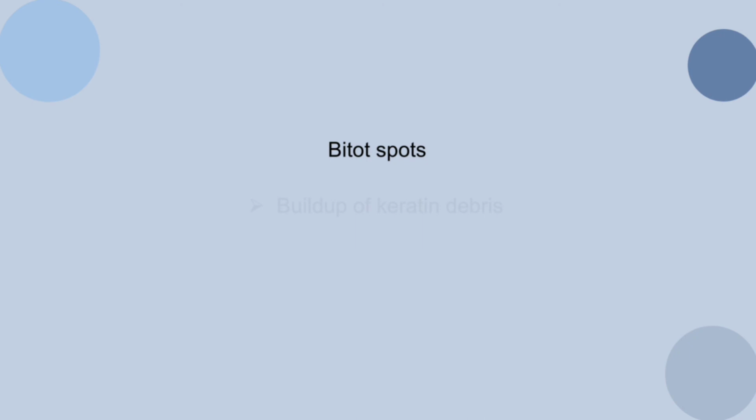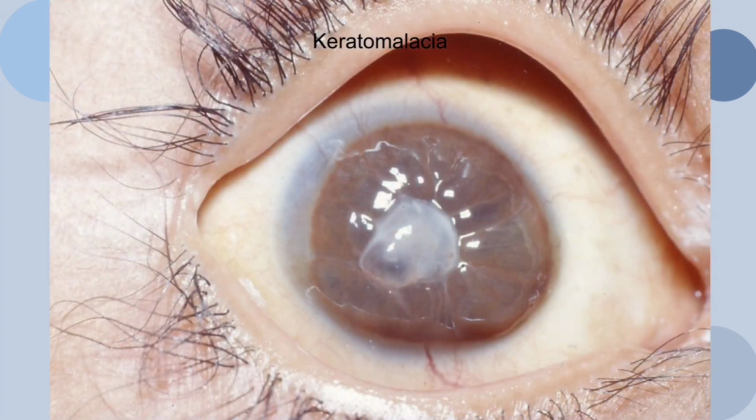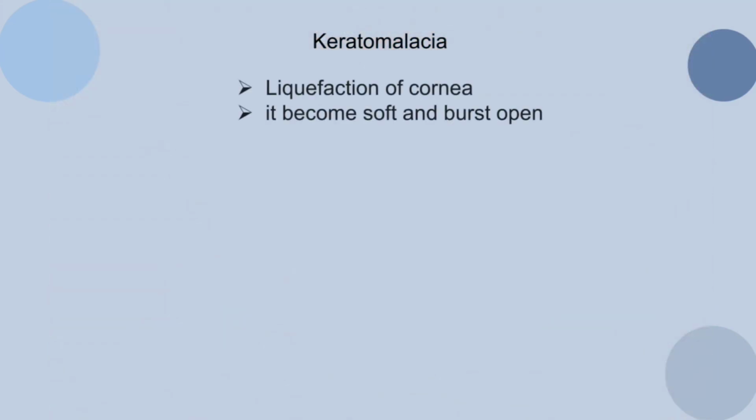The next condition is keratomalacia. It is the most serious condition of all, in which the cornea becomes liquefied and sometimes may burst open. Sometimes there will be ulceration of the cornea also. So in keratomalacia there will be liquefaction of the cornea and it becomes soft and bursts open.